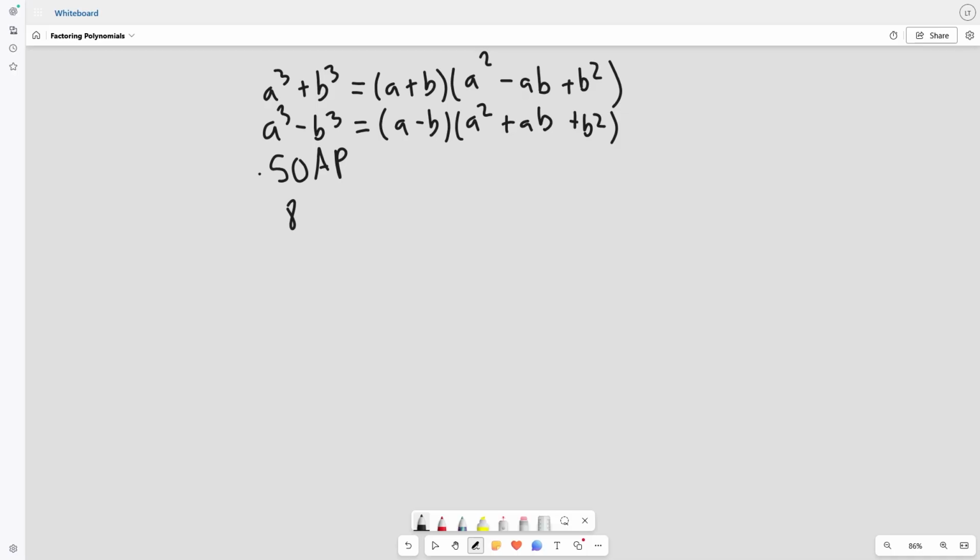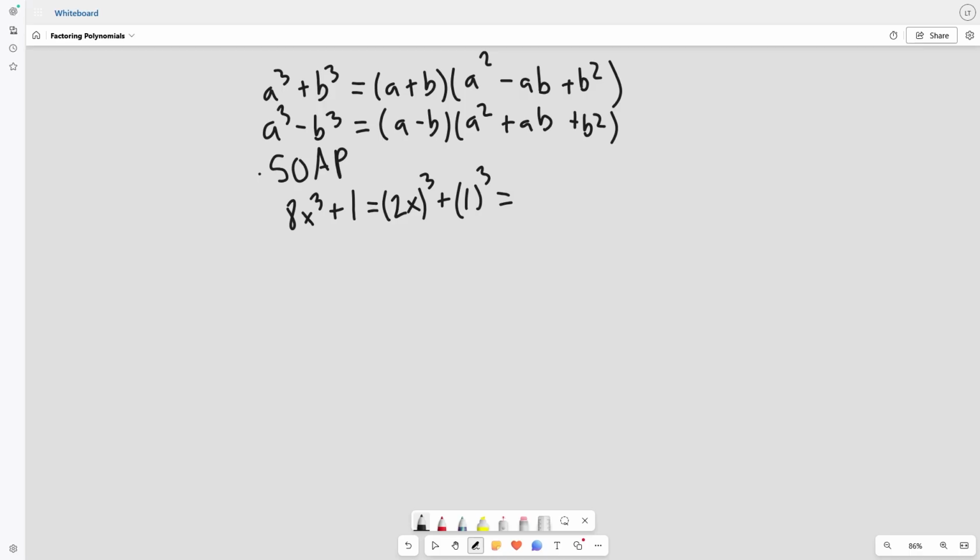We have 8x cubed plus 1. What you want to do here is figure out what are we cubing? We're cubing 2x. We have 2 cubed times x cubed. So you can think of it like this here. And then the 1 is also cubed.